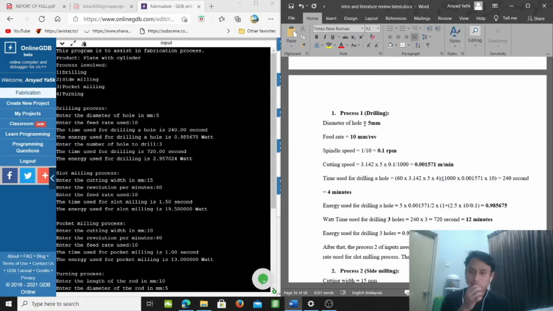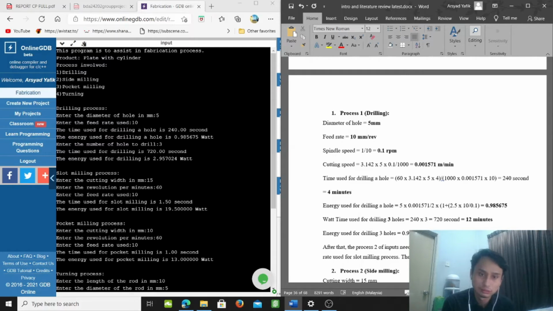So we start the process. Number 1 is drilling. The output asks for the diameter of the hole. We put 5 millimeter. The second one is the feed rate, we use 10. Time used for drilling a hole is 240 seconds. So we get the energy used for drilling a hole is 0.985 watt.